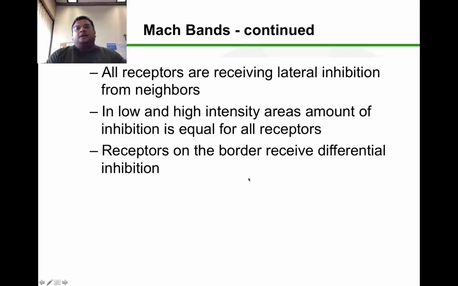So all the receptors are receiving lateral inhibition from neighbors. Now in the low and high intensity areas, the amount of inhibition is equal for all the receptors. So whether you're a receptor in the dark area or in the light area, the amount of inhibition is the same. So it doesn't really affect the way you're firing relative to your neighbors. However, the receptors on the border receive different inhibition.